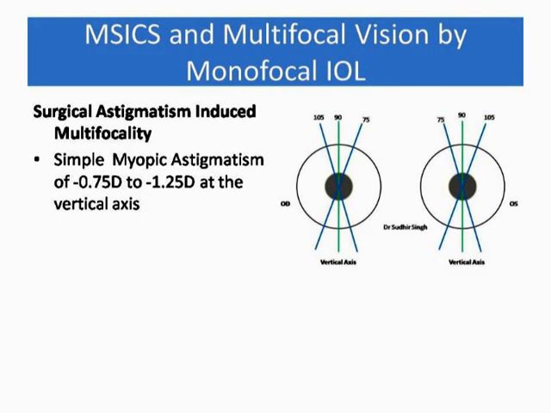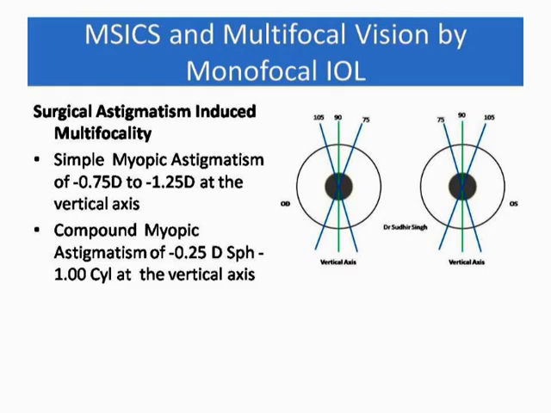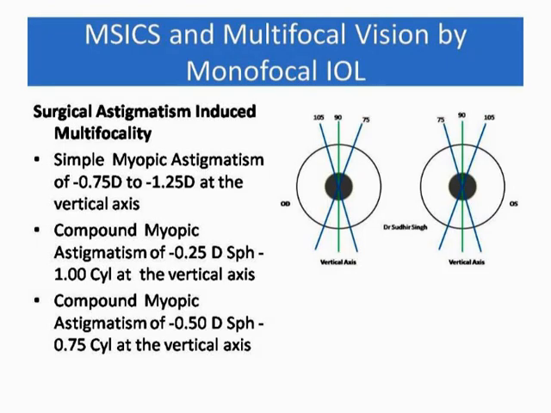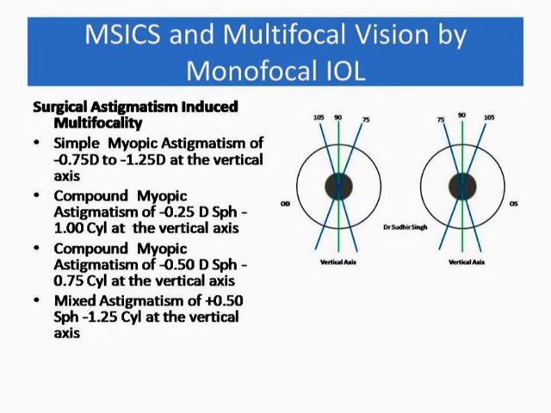If surgically induced astigmatism is planned in such a way that there is simple myopic astigmatism of -0.75 to -1.25 diopter at the vertical axis, or compound myopic astigmatism of -0.25 diopter sphere -1.00 diopter cylinder at the vertical axis, or compound myopic astigmatism of -0.50 diopter sphere -0.75 diopter cylinder at the vertical axis, or mixed astigmatism of +0.50 diopter sphere -1.25 diopter cylinder at the vertical axis, it gives multifocal vision by a monofocal IOL.